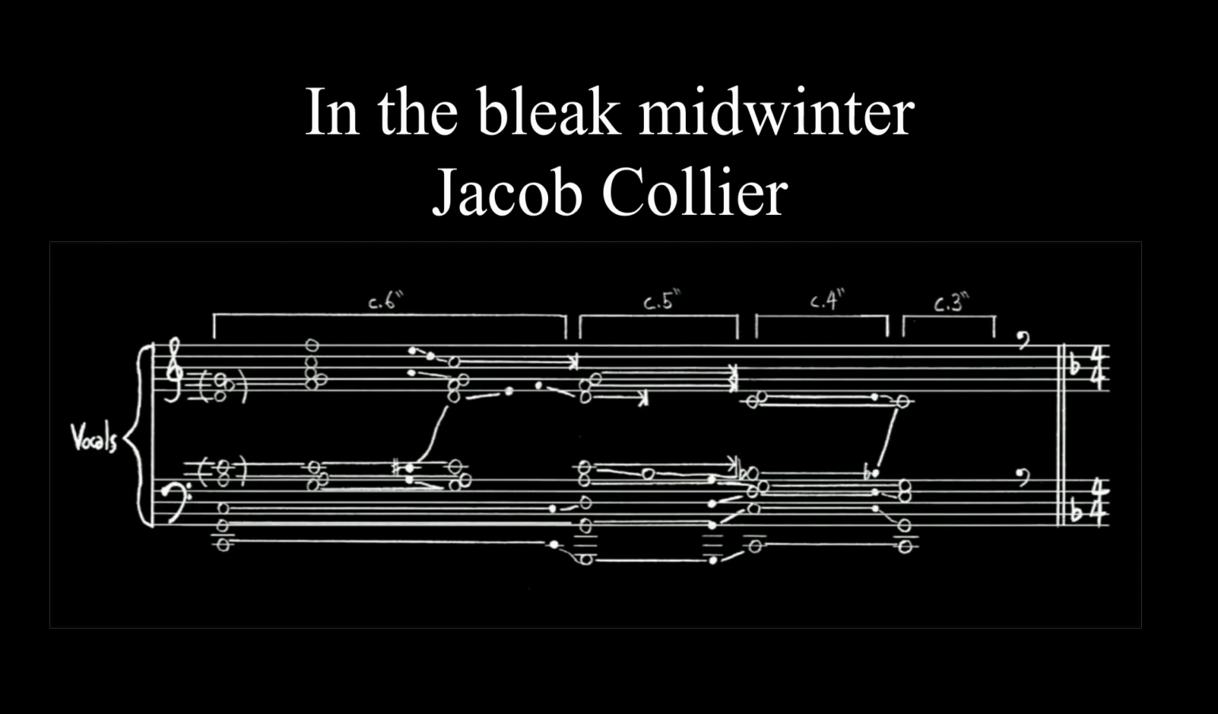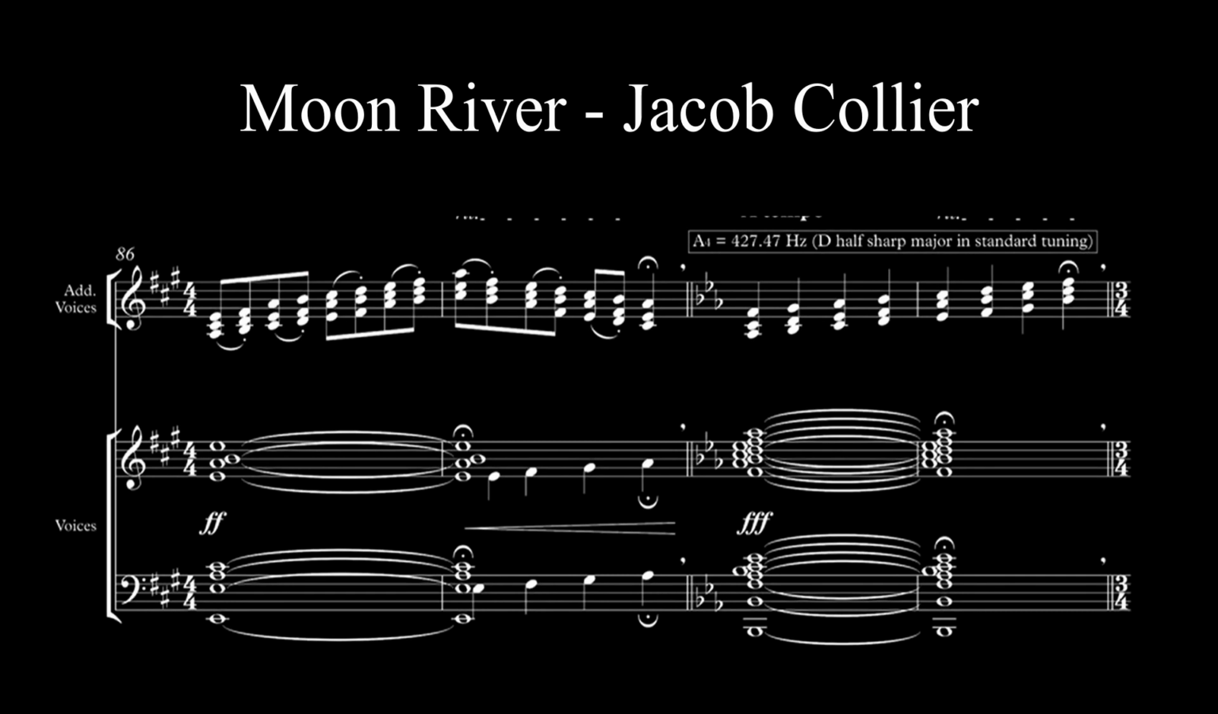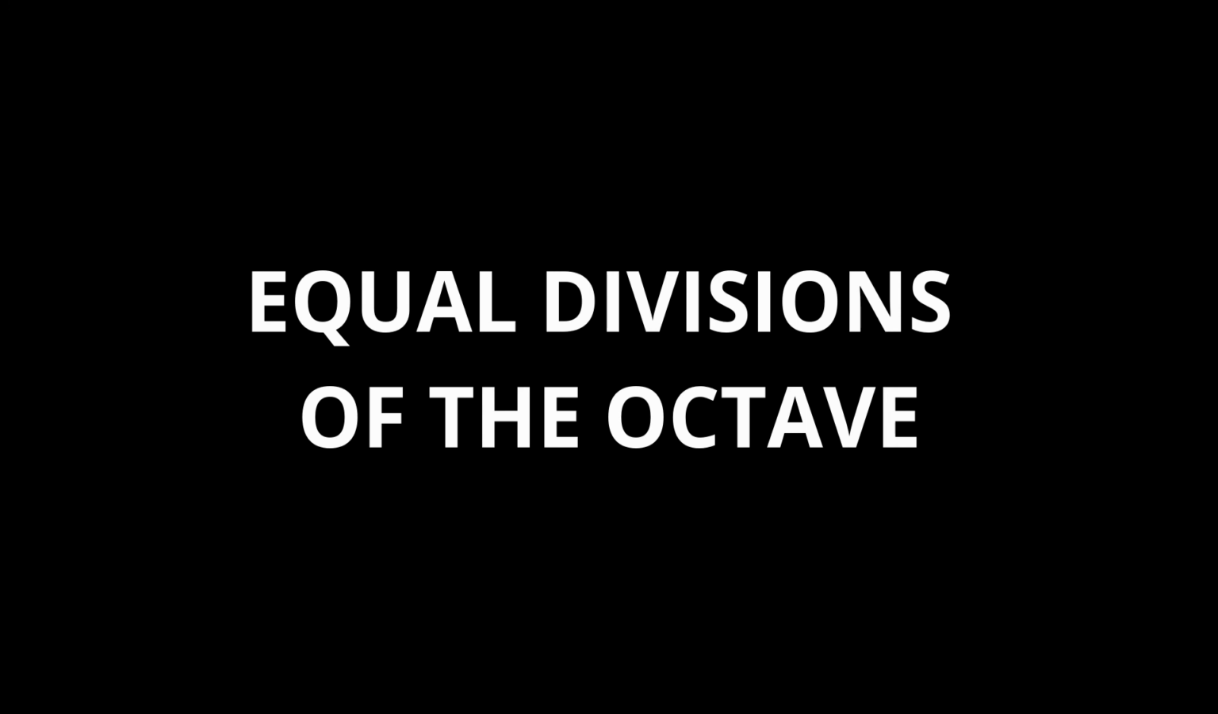In the early to mid-20th century, composers like Bela Bartok, Charles Ives, and Pierre Boulez experimented with quarter tones in their compositions. More recently, artists like Jacob Collier have embraced quarter tone tuning in the context of popular music. Some artists have also started experimenting with other equal divisions of the octave, or EDO for short. 19 and 31 EDO are among the most popular.